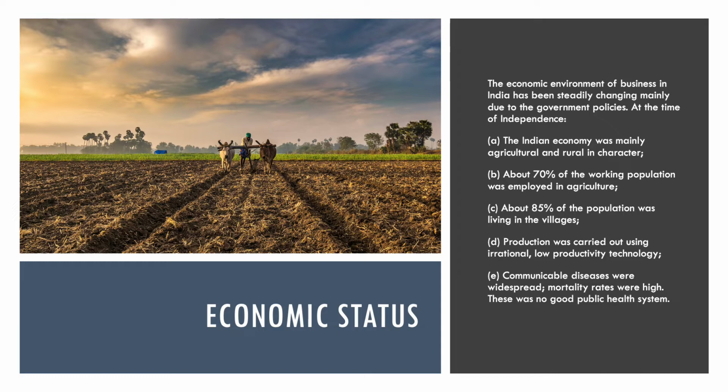At the time of independence, the Indian economy was mainly agricultural and rural in character. About 70% of the working population was employed in agriculture. About 85% of the population was living in the villages. Production was carried out using irrational, low productivity technology, and communicable diseases were widespread. Mortality rates were high. There was no public health system.